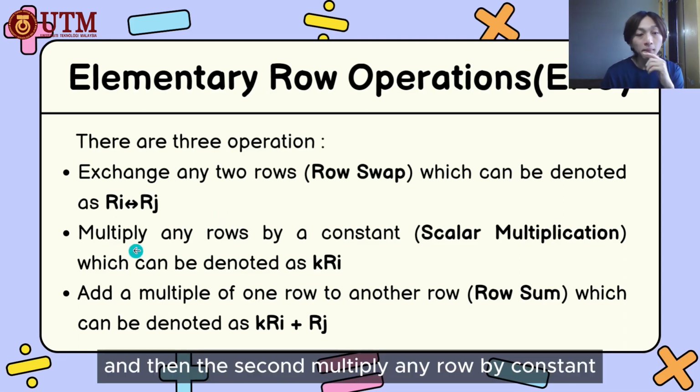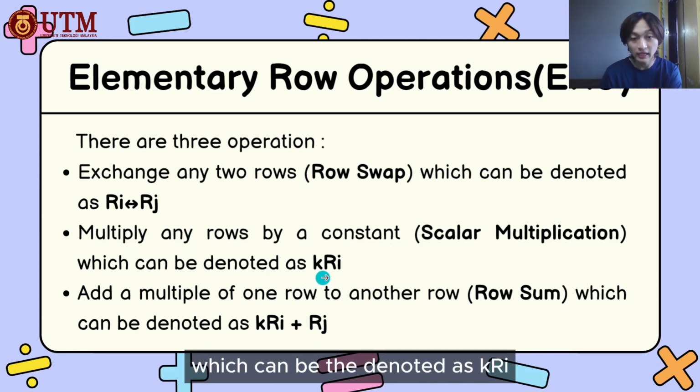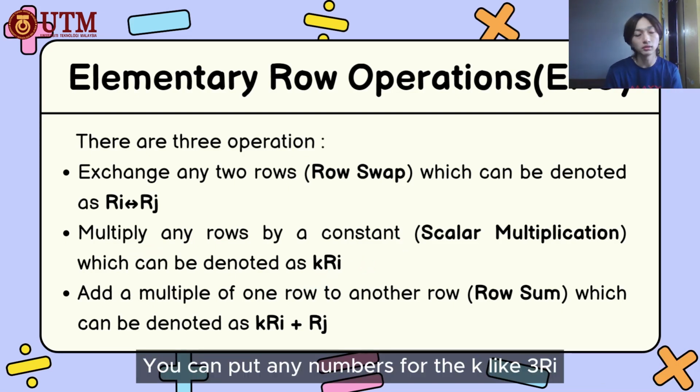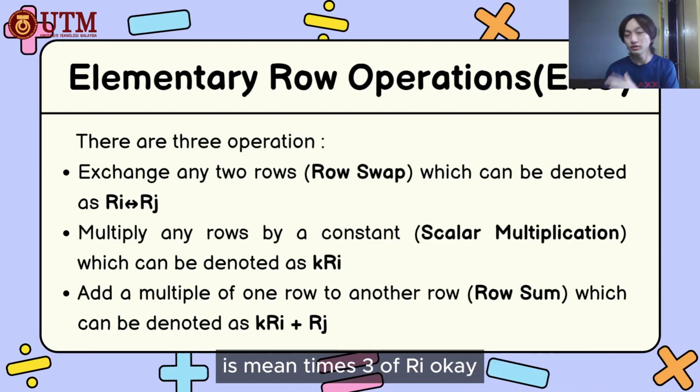And then the second, multiply any row by a constant, which can be denoted as kRi. This is called scalar multiplication. K is a constant. You can put any number for k, like 3Ri. This means 3 times Ri.